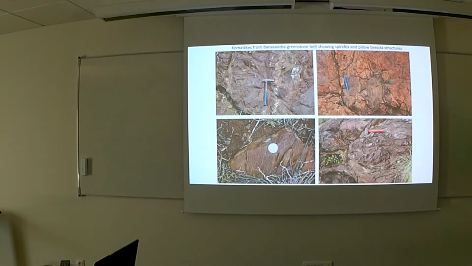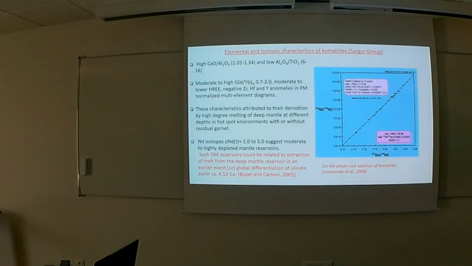This is again spinifex. So the Western Dharwar has very fresh, very good komatiites. You can see this is one of the outstanding features of the Western Dharwar. We did some work with these komatiites and found ages ranging from 3,380 to 3,200 million years. We combined all these volcanics to define an isochron, and we got a reasonably good isochron of 3,352 million years, combining samples from the different greenstone belts.